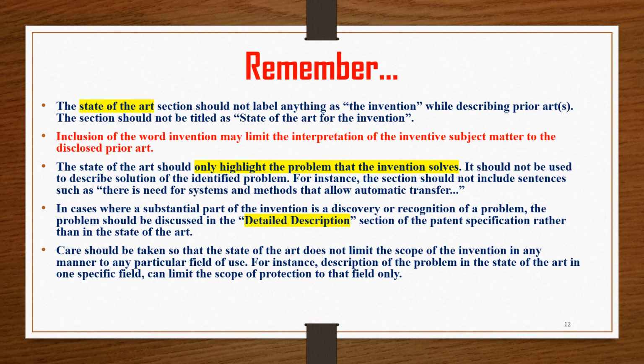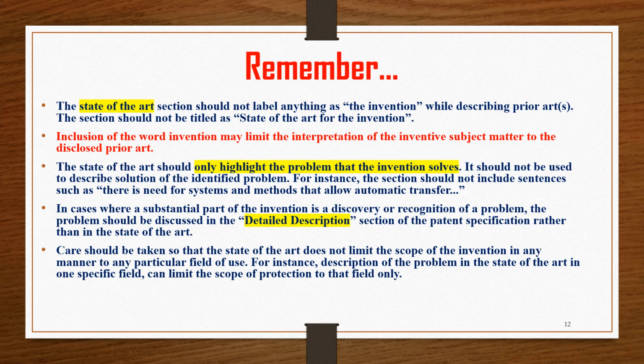Next point: in cases where a substantial part of the invention is a discovery or recognition of a problem, the problem should be discussed in the detailed description section of the patent specification and not in the state of the art. For example, where a substantial part of the invention is a discovery or recognition of a problem, then this problem should be discussed in the detailed description section of the complete specification and not in the background of the invention or the state of art section.